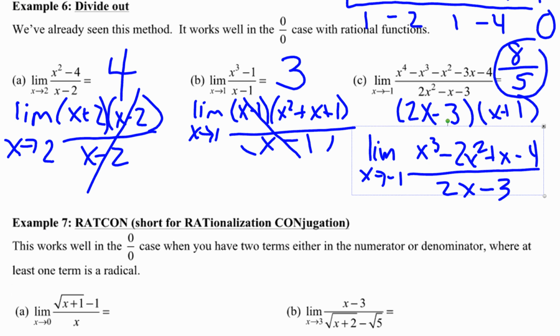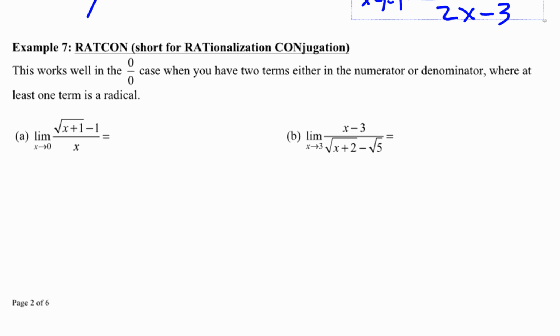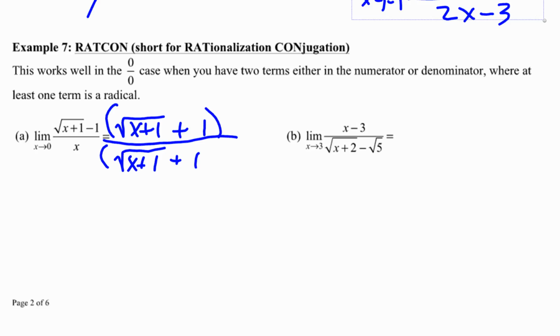And the last one for this video, rationalization or conjugation, RatCon. If you plug in 0 for the first one, you get 0 over 0. Darn, we have a problem there. But what we can do is multiply by the conjugate of the radical part. And remember, we can't just magically multiply by something unless it's 1. So if we take the limit, and remember to bring this down, it's a really good habit to get into.